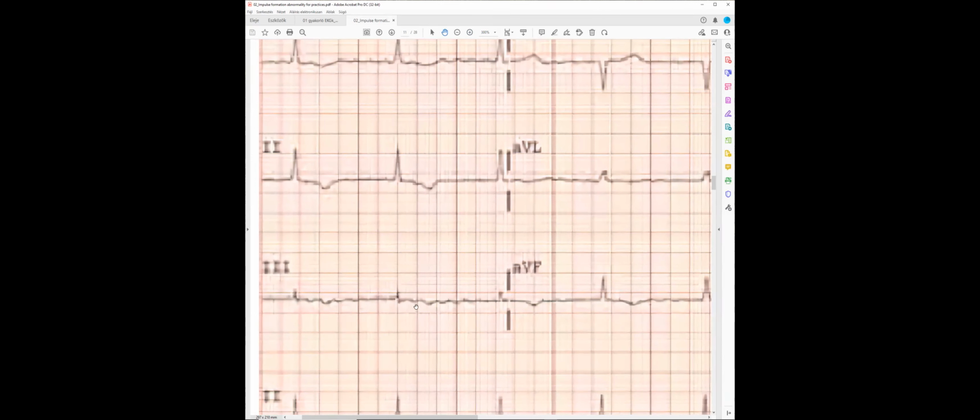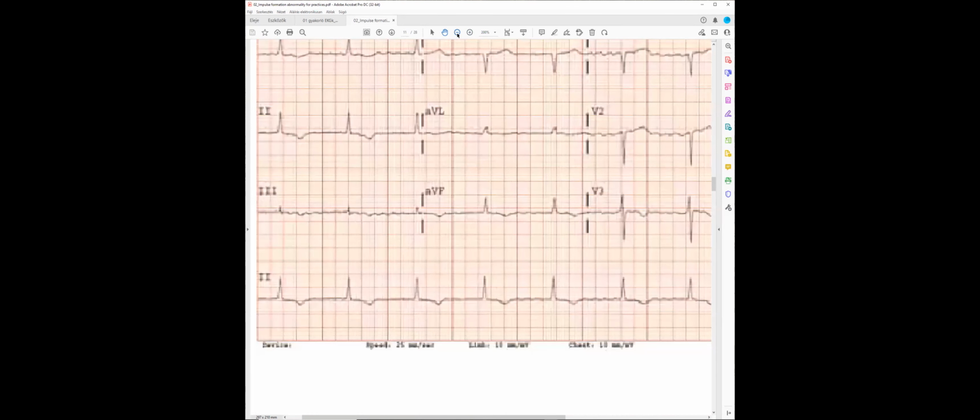Okay, let's look at this one. In lead number 3, you do see there's some kind of waves here, and the rate is very fast, more than 300. So this is why it's a tricky one, because you do have an atrial fibrillation. However, it's rhythmic because you have a junctional escape rhythm. So you have a third degree AV block with a junctional rhythm and atrial fibrillation. This is why I said it's a tricky one.